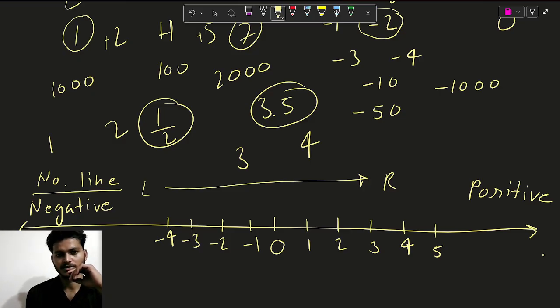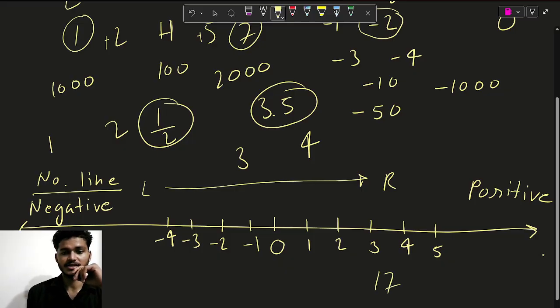So it works like that. On the left side of 0, what we have? All negative integers, and on the right side of 0, all positive integers. So it is understood that all negative integers are going to be less than positive integers, and all negative integers are less than 0 also. That's how it works: all negative integers are less than 0, and all negative integers are less than positive integers also.